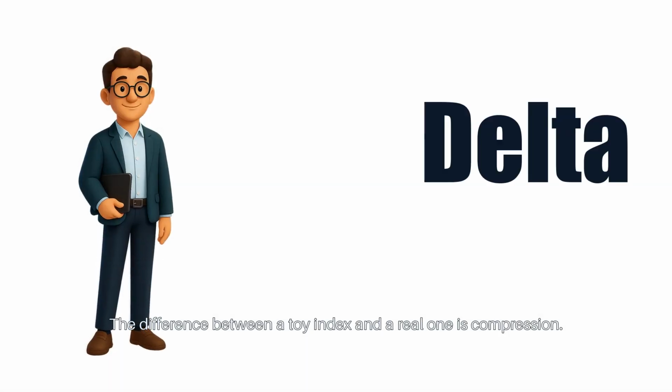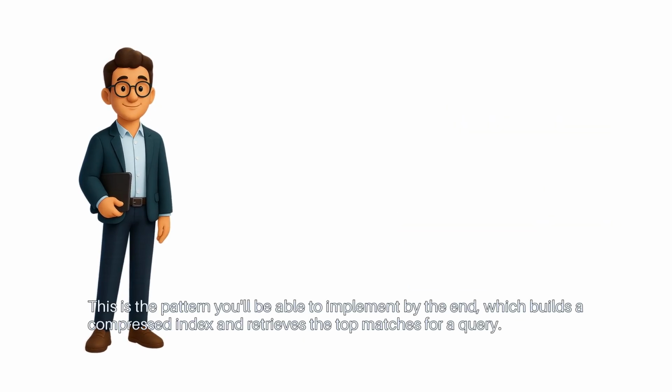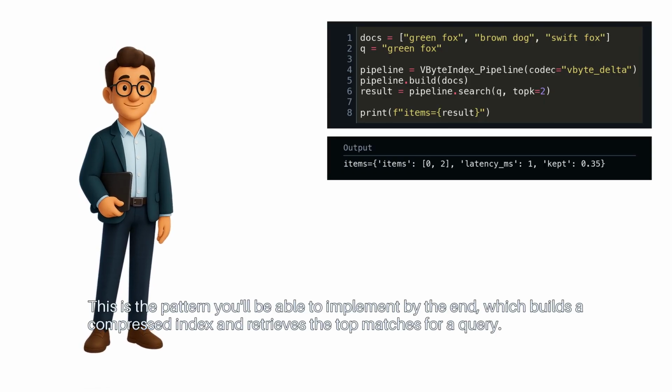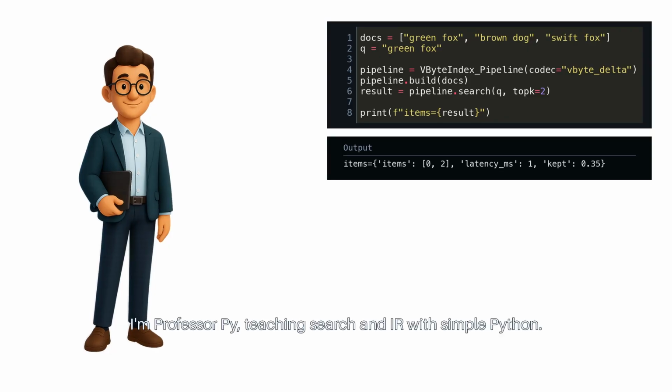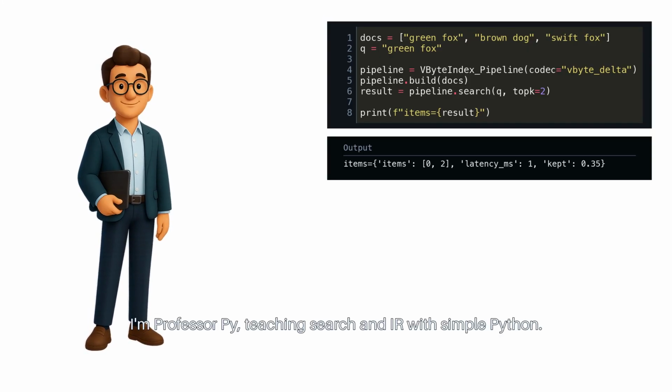The difference between a toy index and a real one is compression. This is the pattern you'll be able to implement by the end, which builds a compressed index and retrieves the top matches for a query. I'm Professor Pi, teaching search and IR with simple Python.